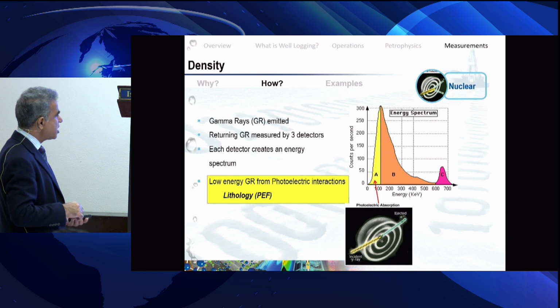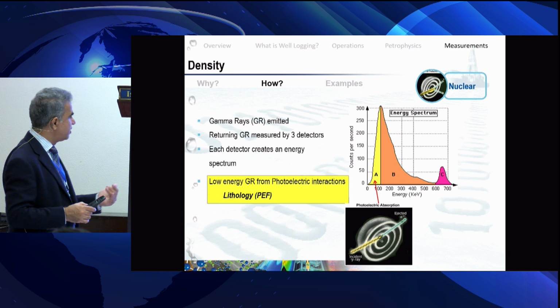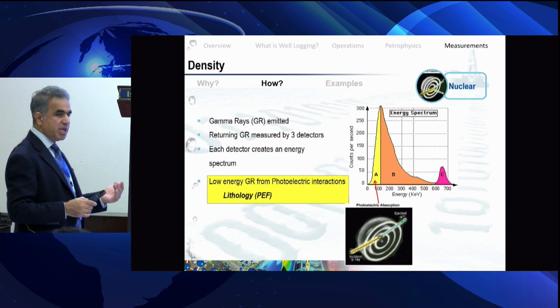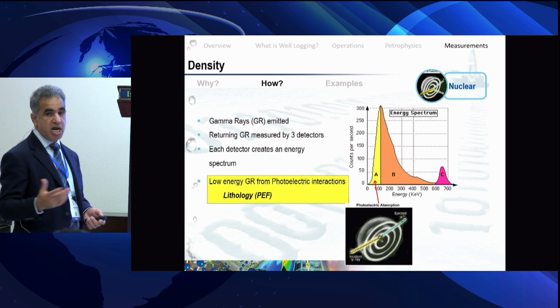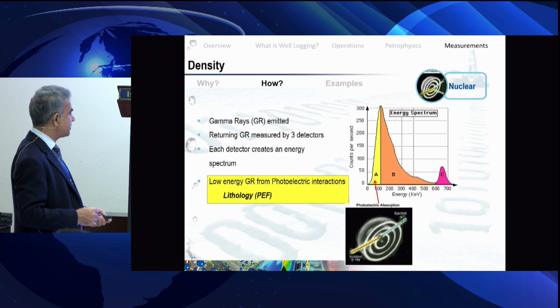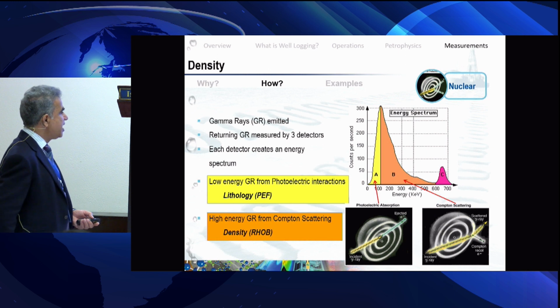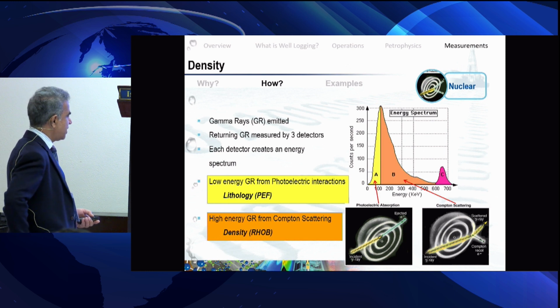So the low energy in region A, we measure the information called PEF, photoelectric effect. This is more of an indicator of lithology. Sandstone has a different photoelectric effect, limestone carbonates have a different one, shales have a different one. The B region, the medium one, is more sensitive to the photoelectric absorption, and some part in Compton scattering as well.